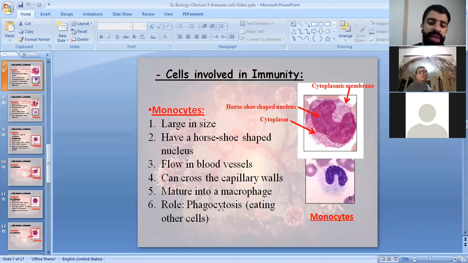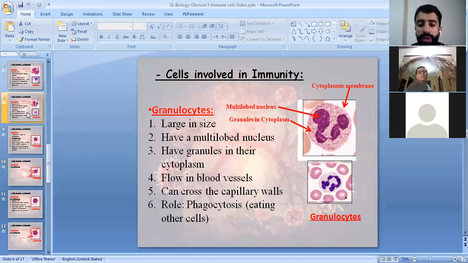Phagocytosis: phagon meaning eat, cyto meaning cell. So phagocytosis is eating other cells. You have to know the figure. Maybe in the quiz, I'm going to give you a figure like this and ask what the figure shown here is. You have to know that it's the monocyte. So monocytes have a horseshoe-shaped nucleus, and they have a role in phagocytosis.